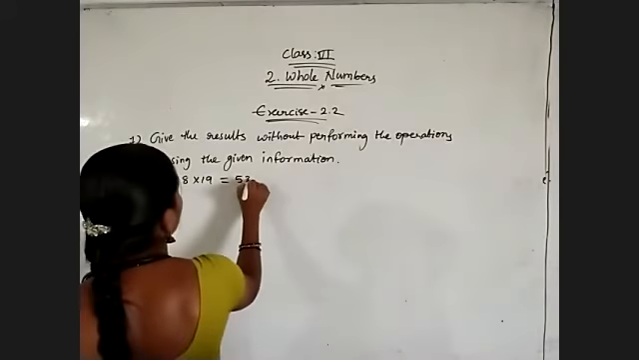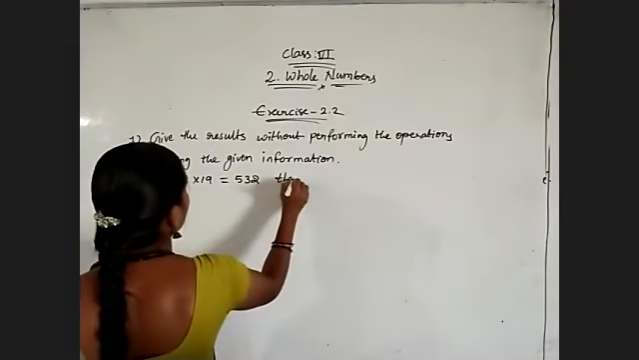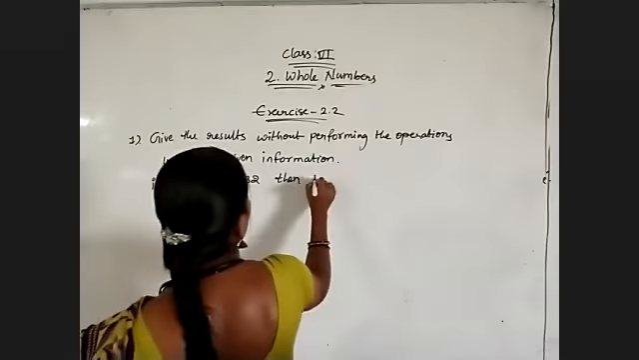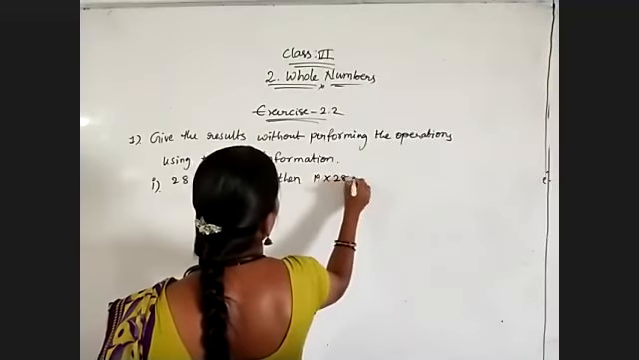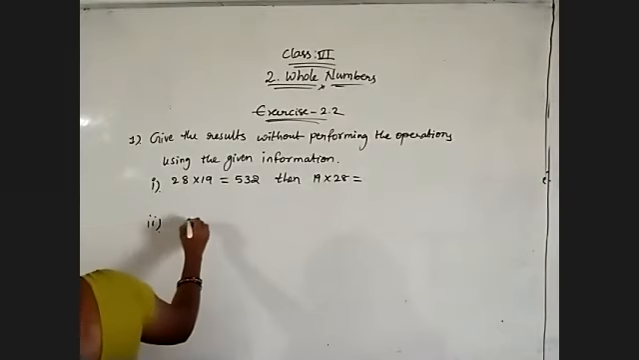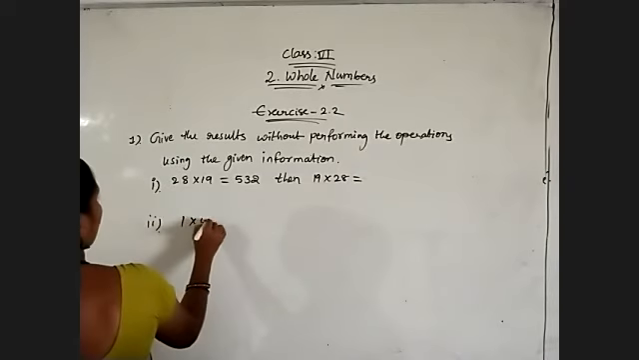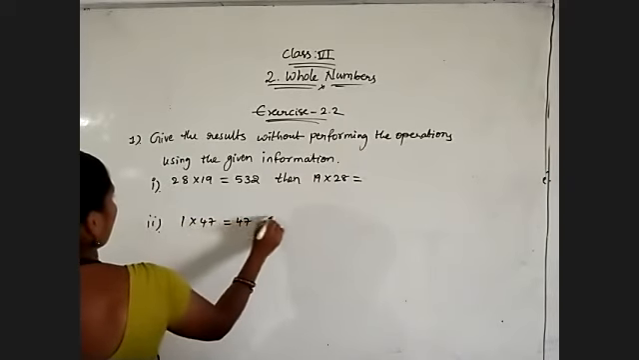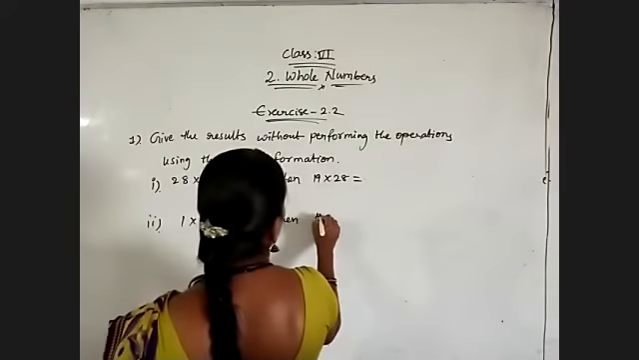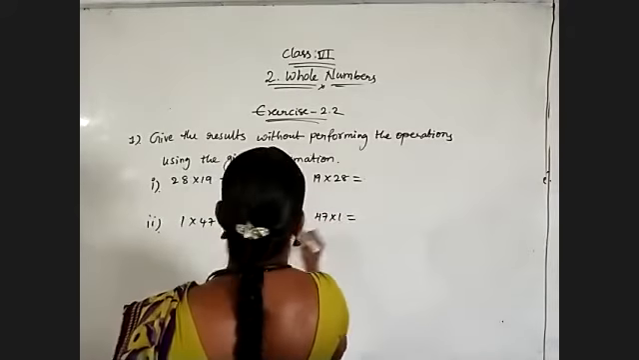532. Then 19 into 28 is equal to dash. And my second question is 1 into 47 is equal to 47. Then 47 into 1 is equal to dash.